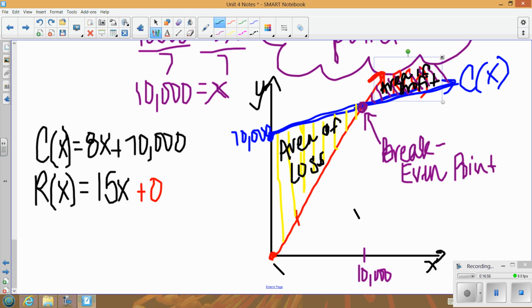So where your revenue is greater and your cost is less is going to be the area of profit. It's where you're selling more than what you're paying to produce these items. So that was whenever x is greater than 10,000. That's how we're using inequalities, because the only way to represent a shaded region is to look at inequalities where my revenue is greater than my cost. So that's my shaded region.